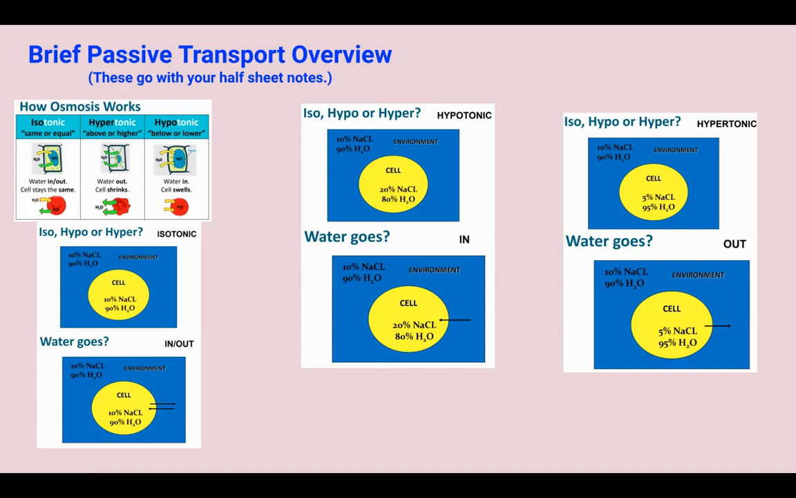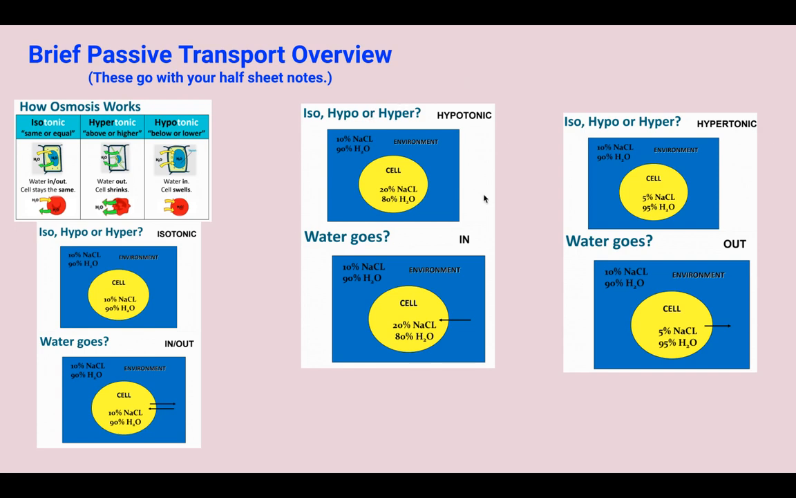But water never stops moving. It doesn't ever hold still. So it's going to be moving in and out at exactly the same rate. There's no net movement of water because there's not a whole lot going in or a whole lot going out. It's going in and out at exactly the same rate. So the cell's never actually changing size.